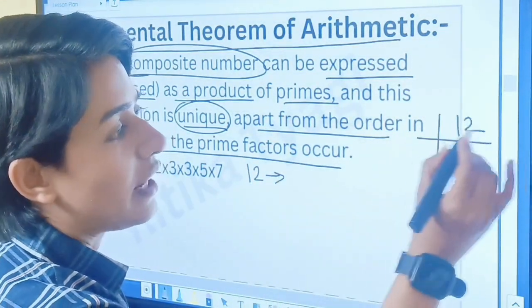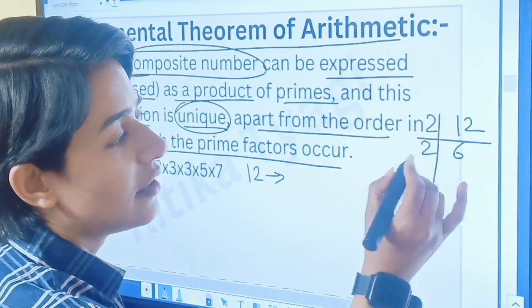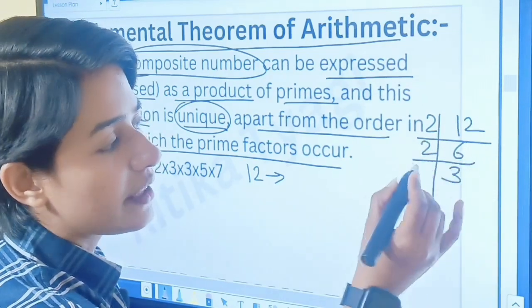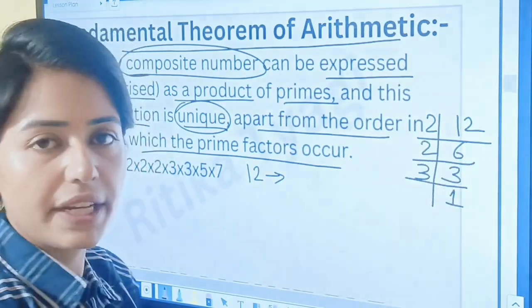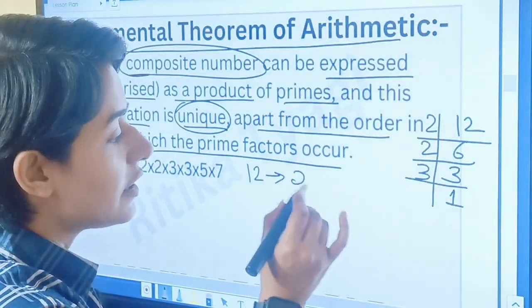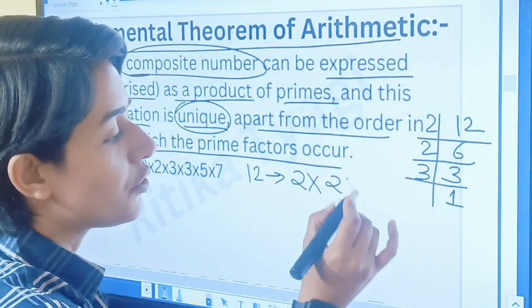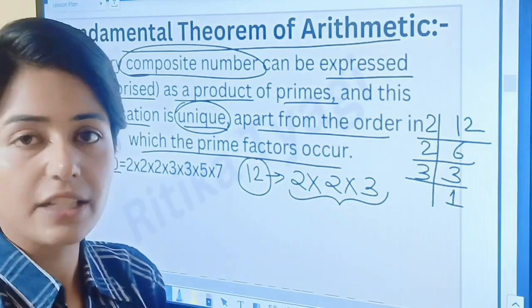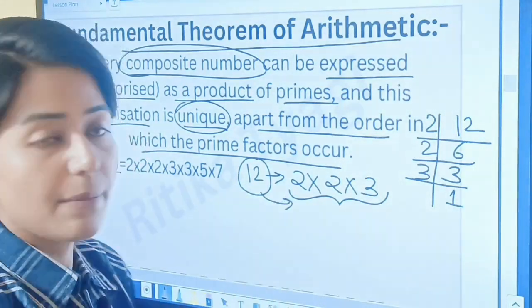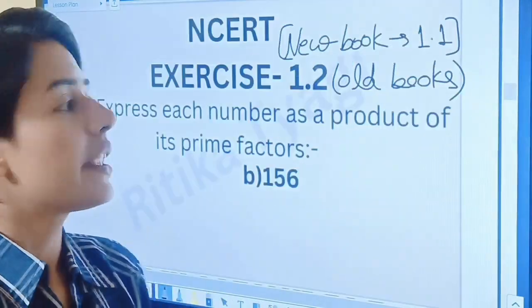12 divided by 2, we get 6. 6 divided by 2, we get 3. 3 divided by 3, we get 1. So the factors of 12 are 2 multiply 2 and multiply 3. We can express this composite number as the product of prime numbers.